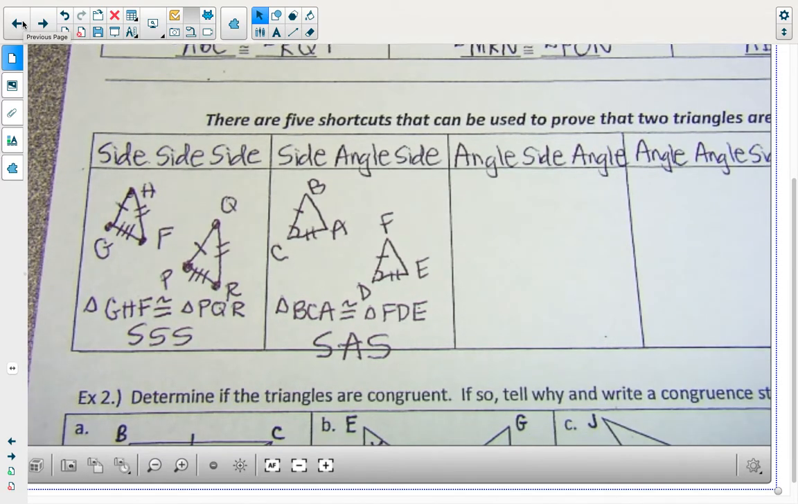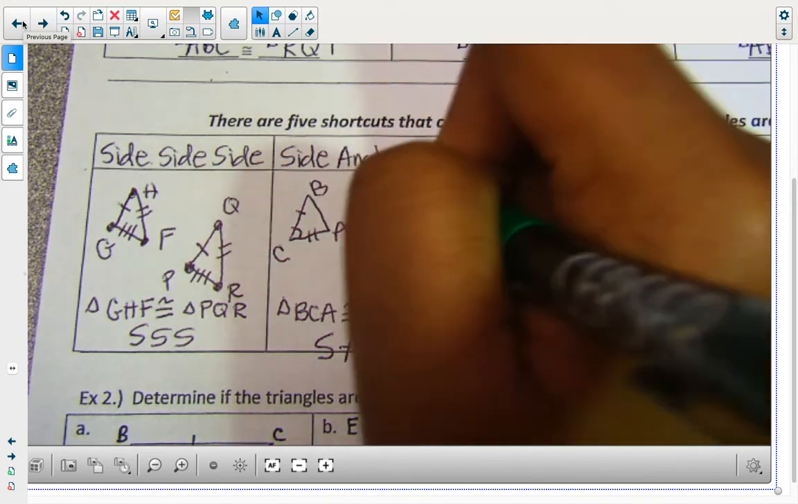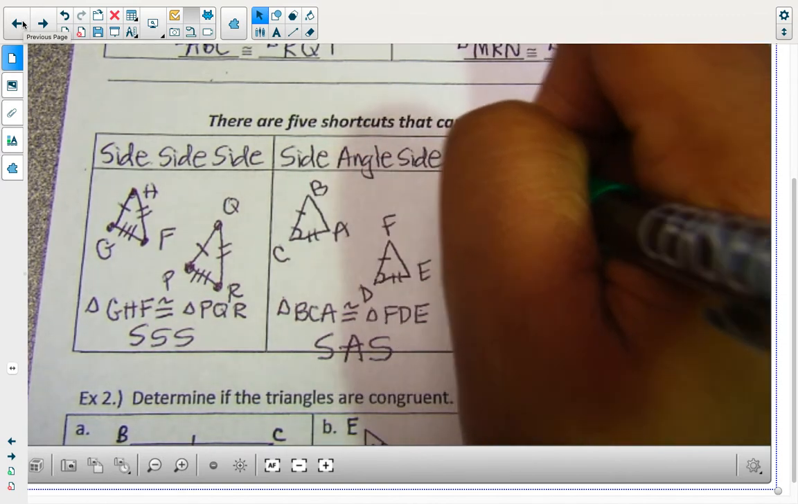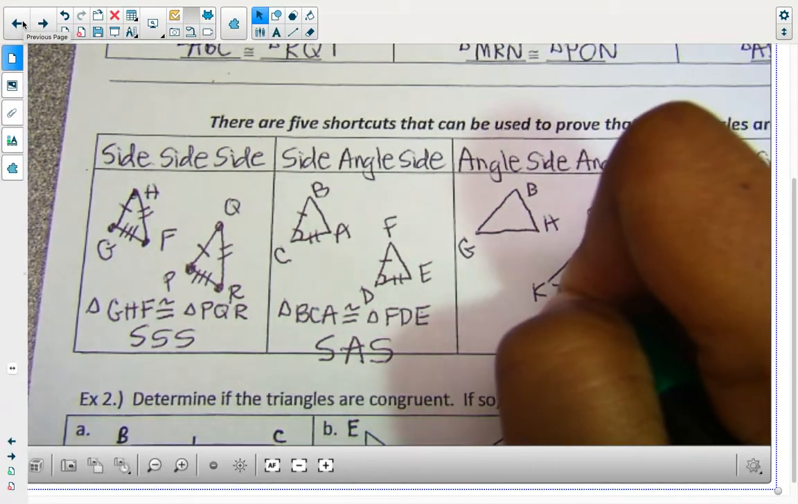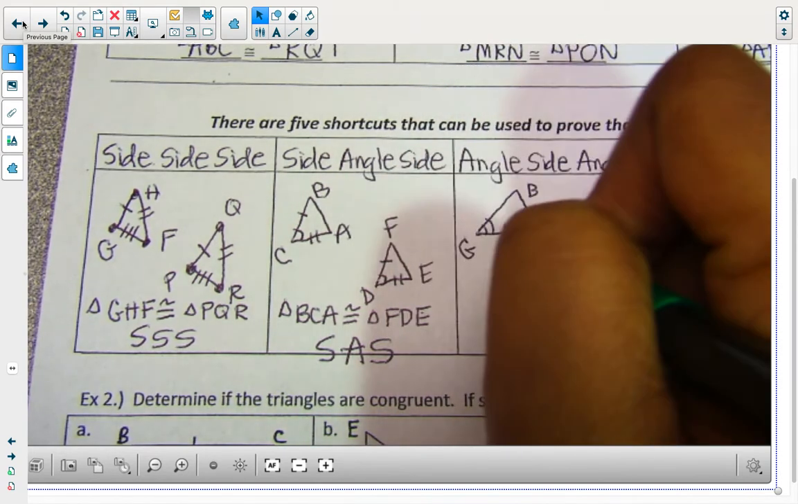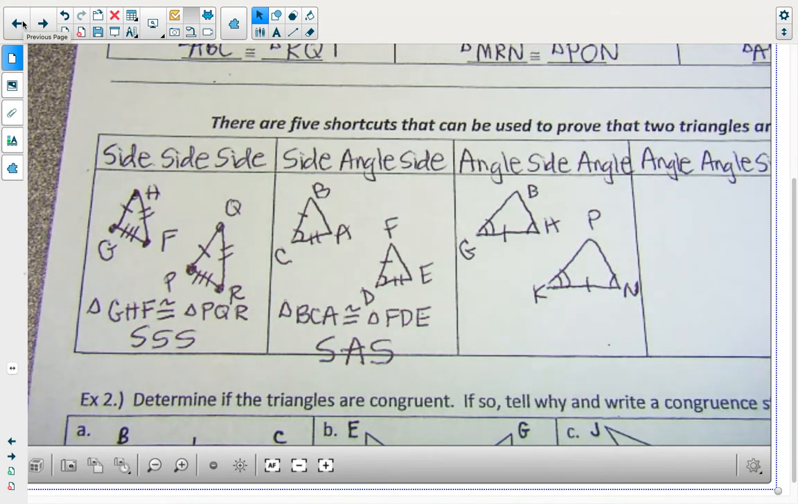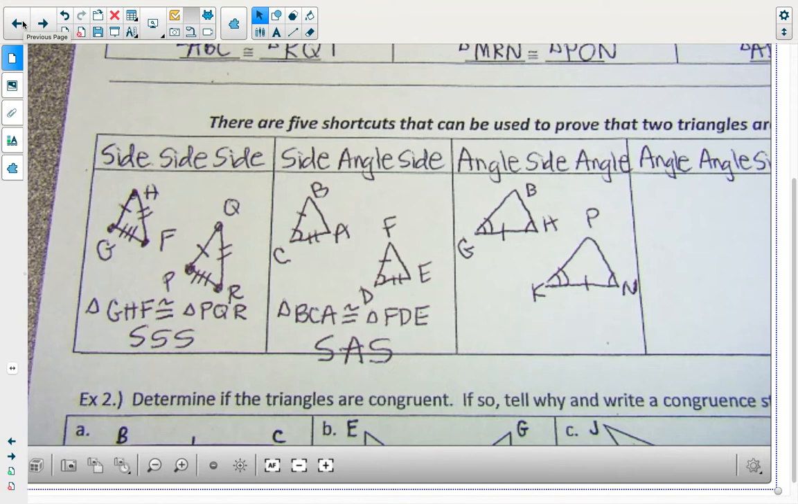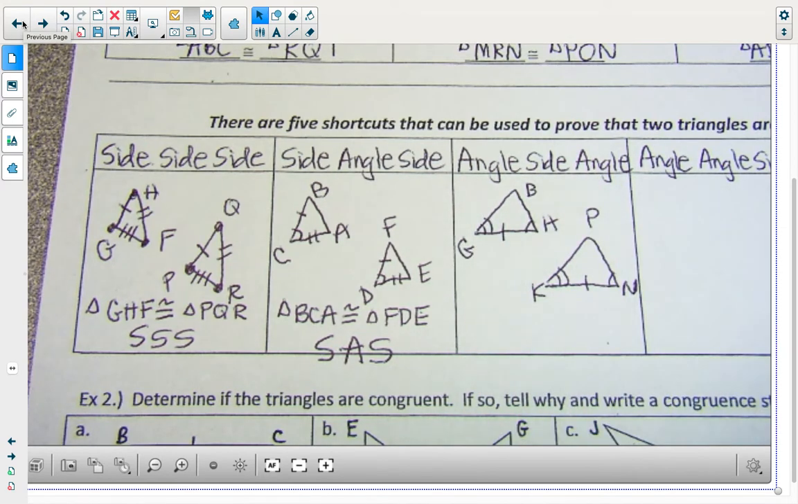Next, we got angle, side, angle. So this is going to be G, B, H. And this one is going to be K, P, N. And we'll go ahead and draw in our things here. All right. So I drew the triangles and the corresponding things that are congruent, and then we'll go through and label, and I'll explain to you why this is angle, side, angle. So let the name kind of lead you towards what it is. So this is called angle, side, and an angle. So I must have two angles and one side.